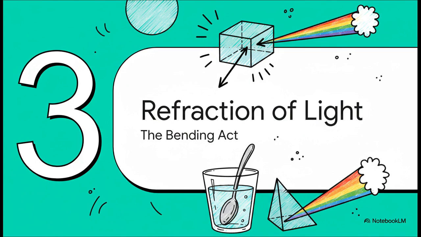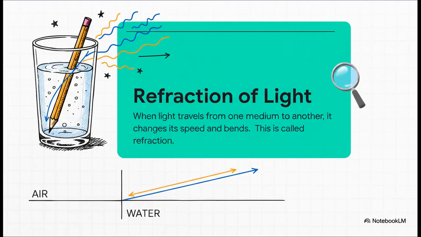All right, we have mastered light's bouncing trick. Are you ready for the second one? Let's move on to light's amazing bending act, which we call refraction. Have you ever noticed this? You put a pencil in a glass of water, and it suddenly looks like it's bent or broken right at the water's surface? That is refraction in action. It happens because light changes its speed when it goes from one thing to another, like from air into water. And this change in speed makes it bend. This bending of light is what we call refraction.